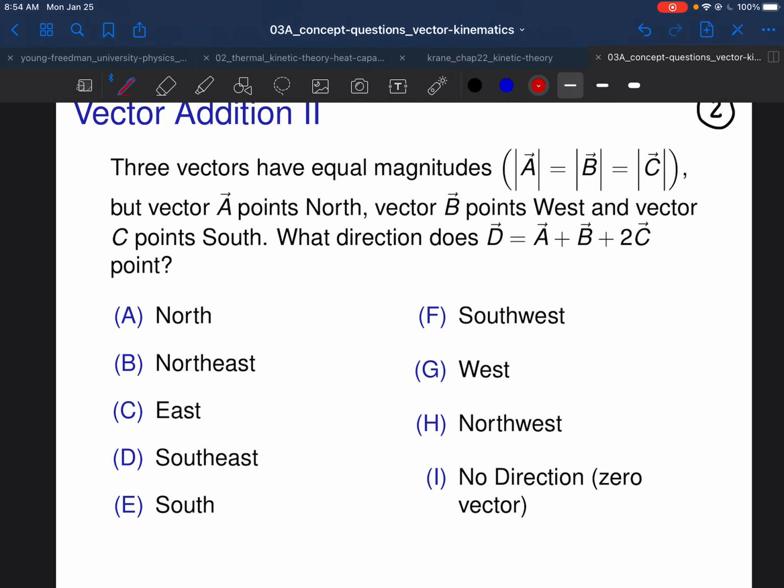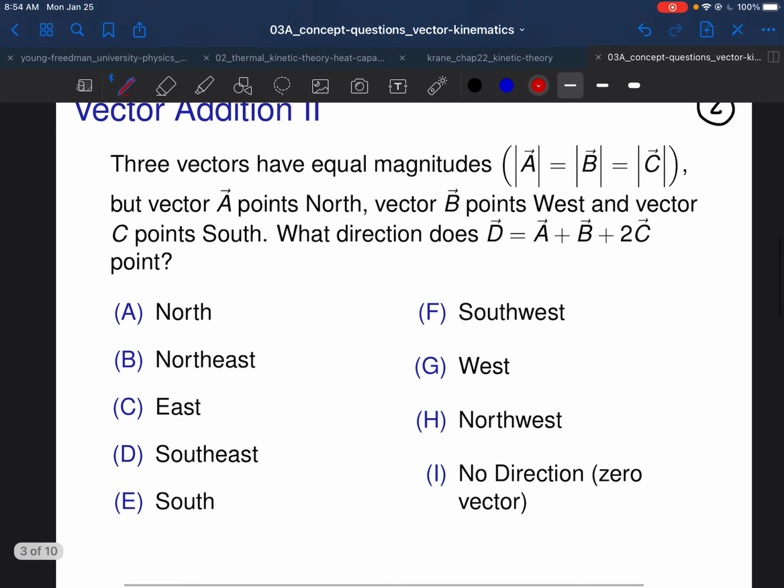Three vectors have equal magnitudes. Their lengths are equal, but A points north, B points west, and C points south. So let's just draw a coordinate system. We usually write this as an XY, but we could also call it a north or an east-north coordinate system. What direction does D, which is A plus B plus 2C, point?